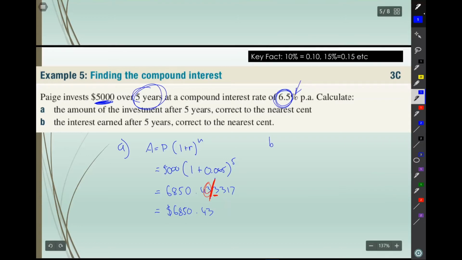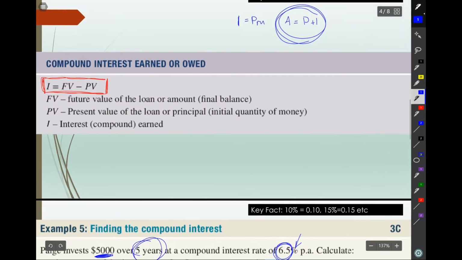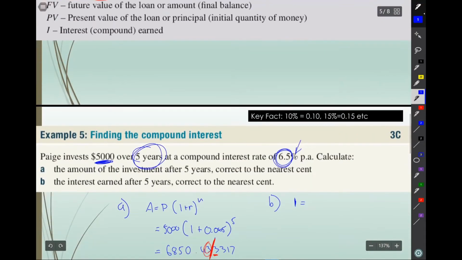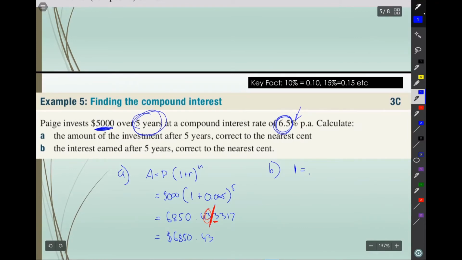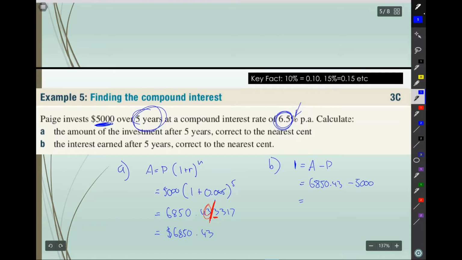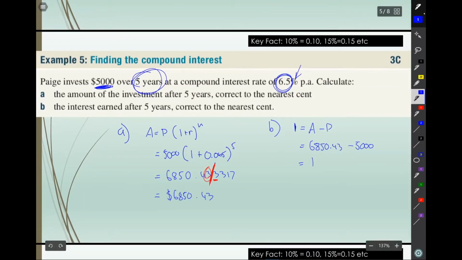But the second part of this question is to just isolate exactly how much interest did she earn. Well, we're going to use our formula here. The final amount minus what we started with. The final amount is what we calculated. And what we started with was $5,000. Pop that in your calculator, and the answer will be $1,850.43.